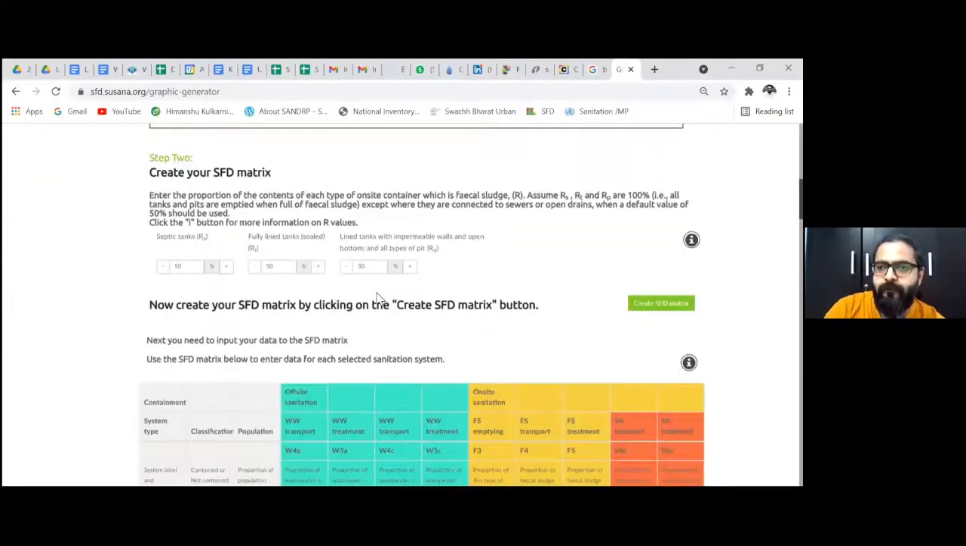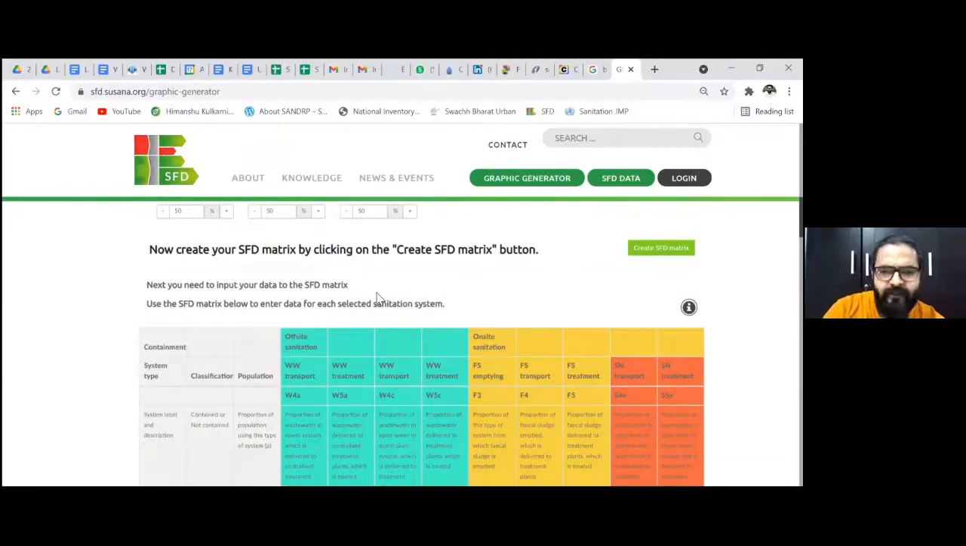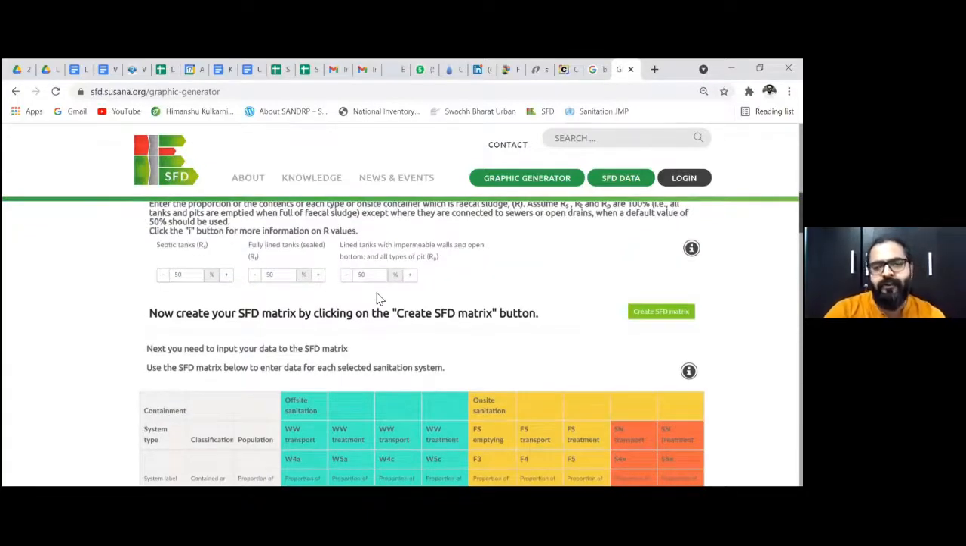My suggestion would be to just play around with this and make a lot of assumptions. That's completely fine for SFD Lite or level 1 SFD, and just justify your assumptions, why you have taken the assumptions you've taken.